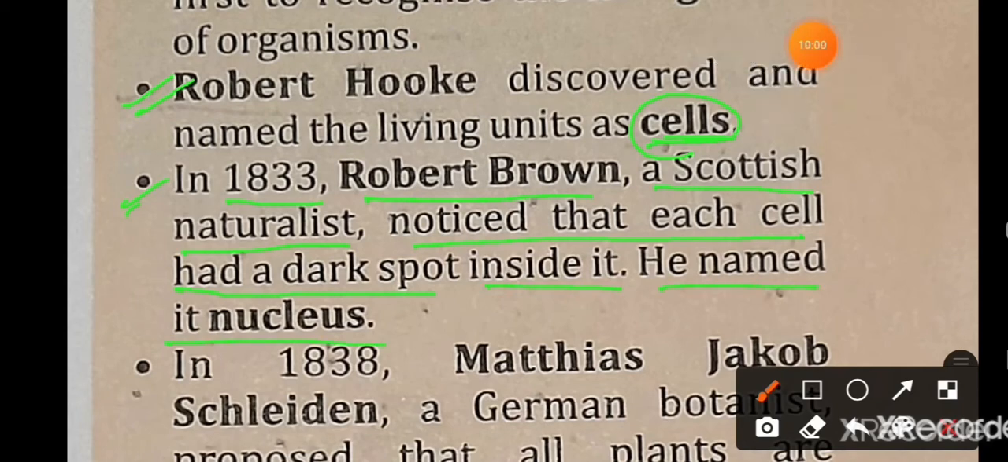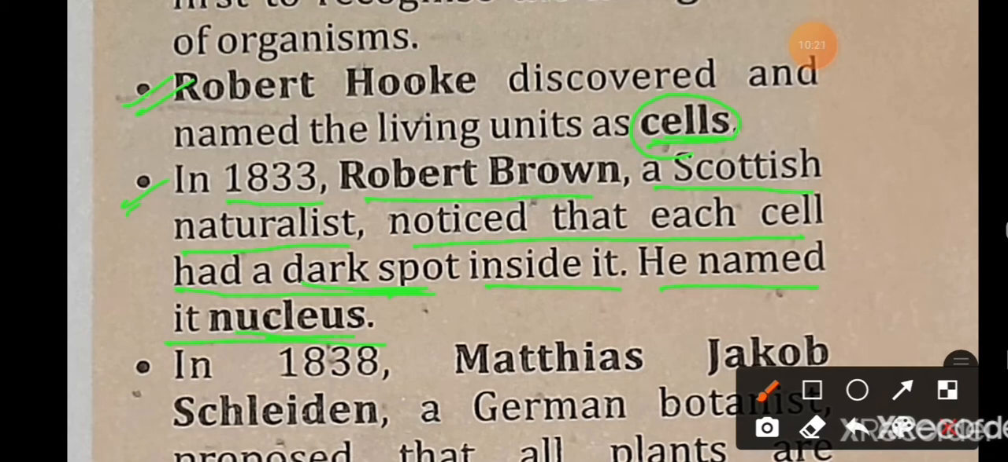In 1833, Robert Brown, a Scottish naturalist, noticed that in the middle of each cell there was a dark spot. He named that spot the nucleus. So Robert Brown discovered the nucleus.